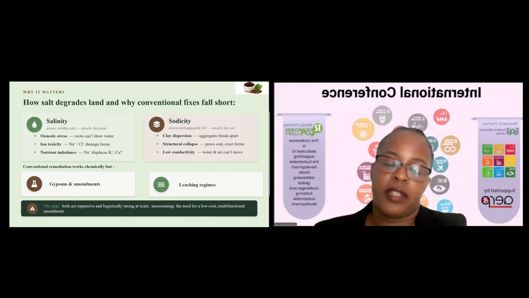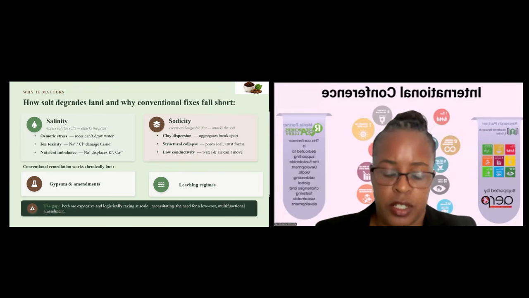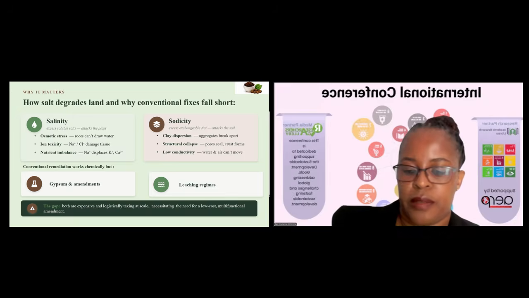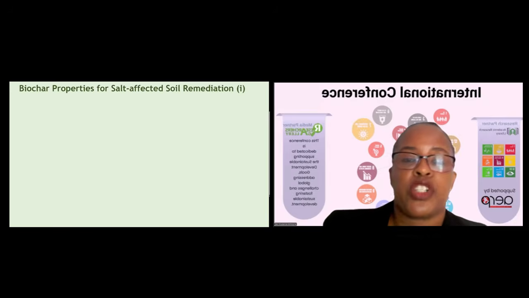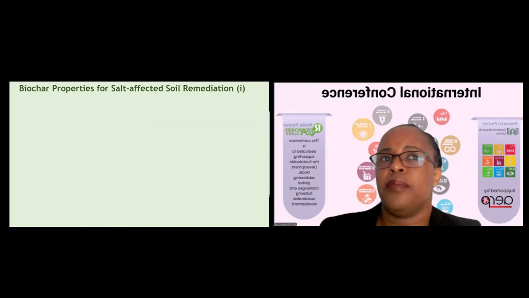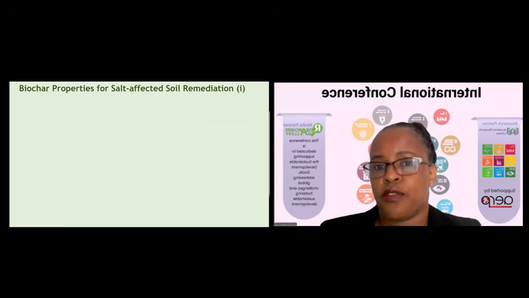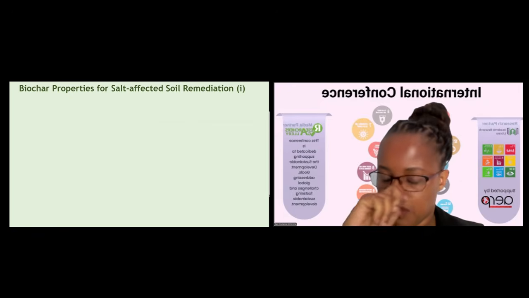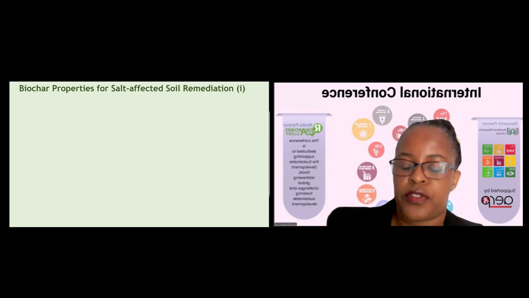So the limitations of these two conventional remediation methods is what necessitates the need for a low-cost and multifunctional amendment. So this is where biochar comes in. Biochar is a charcoal-like substance produced from burning biomass in the absence of oxygen. So how does biochar work in remediation of salt-affected soils?